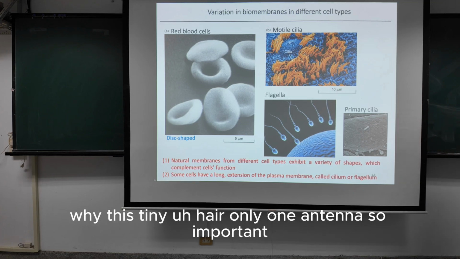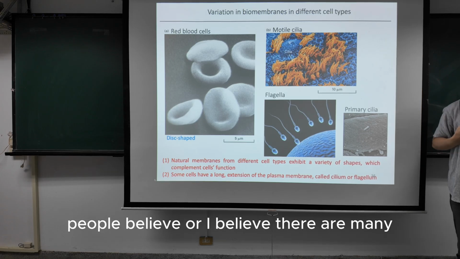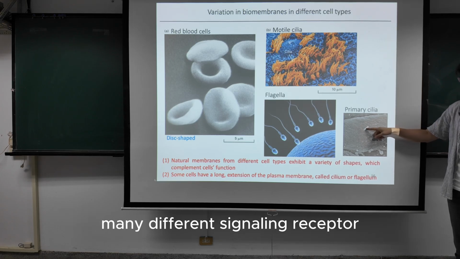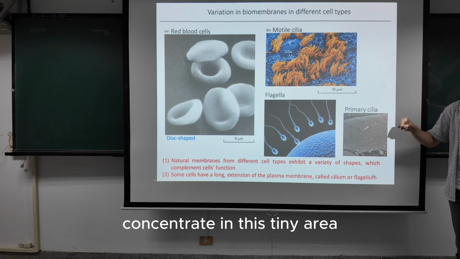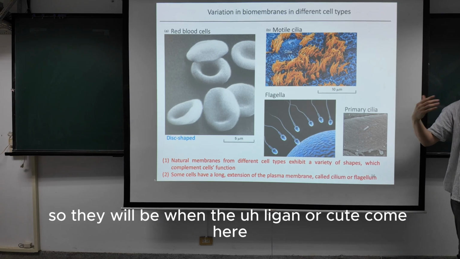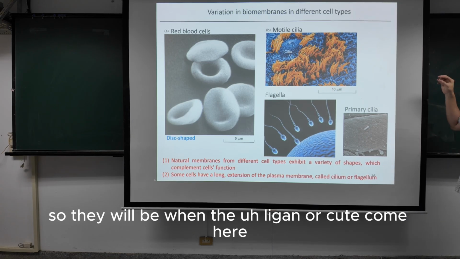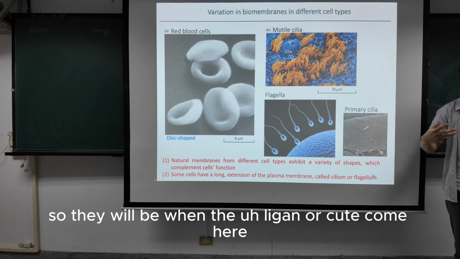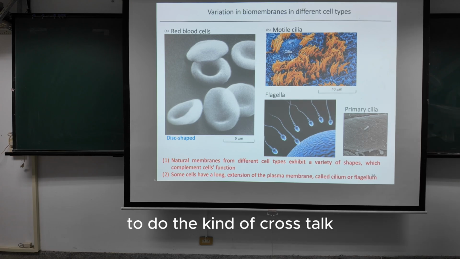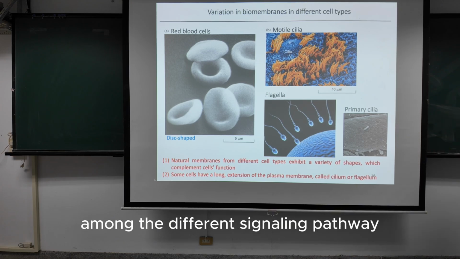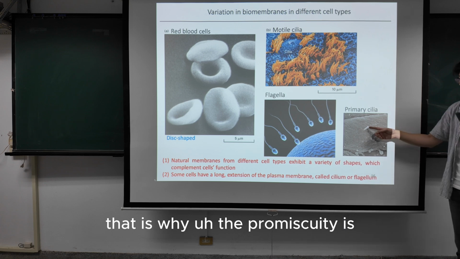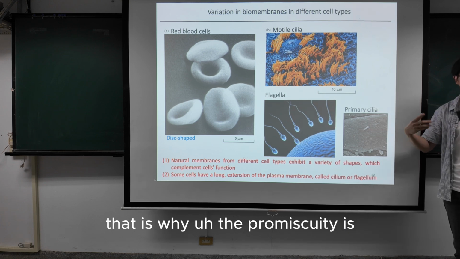Why is this tiny hair, only one antenna, so important? People believe, or I believe, there are many different signaling receptors concentrated in this tiny area. So when the ligand or cue comes here, it will be easier for them to do crosstalk among the different signaling pathways. That is why the primary cilium is important.